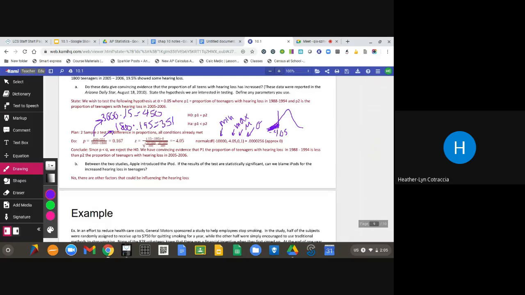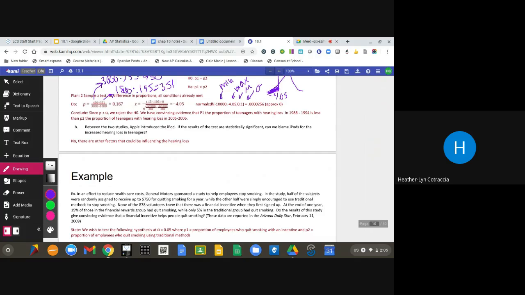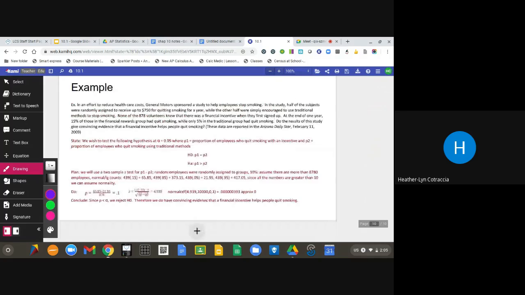Part B is very interesting because it says Apple introduced the iPod. So can we blame iPods for the difference? And hopefully you all know that the answer to that is no, because there could be other factors influencing the hearing loss. iPod is not responsible for hearing loss, unless, of course, it was a controlled experiment and they were randomly selected and randomly assigned, which they were not.